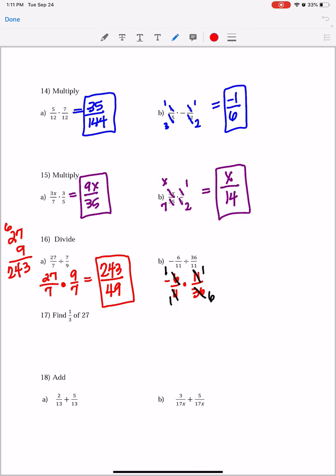So now multiply straight across. I've got -1 times 1. And 1 times 6. So there's my final answer. Again, I don't want to multiply 6 times 11 and then 11 times 36 and reduce that. That's not going to be fun.